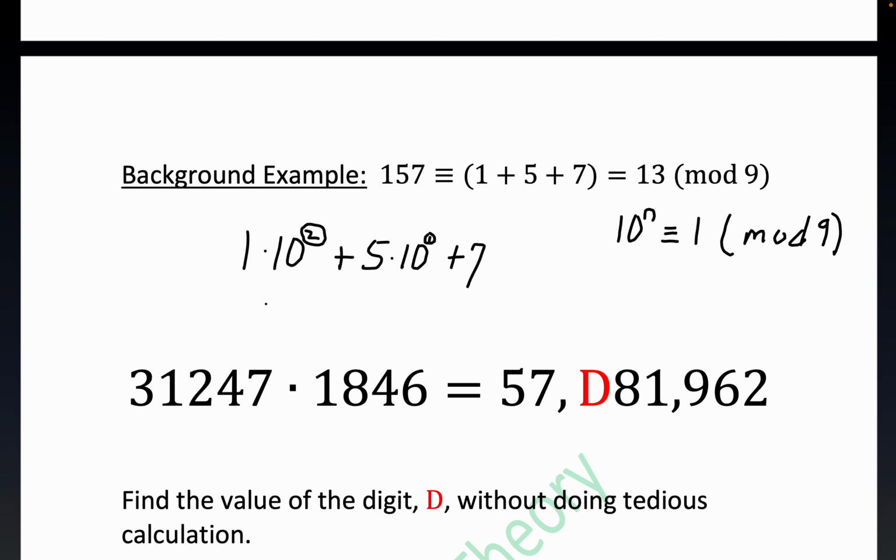When you just think mod 9, this is just the same as 1 plus 5 plus 7. Okay. Again, congruence is a lot like equality, but 10 raised to a power is 1 modulo 9. Okay, so literally, modulo 9, this can be replaced with this.